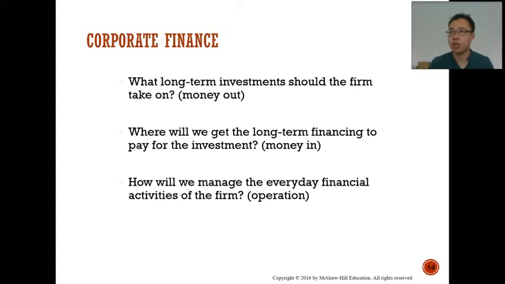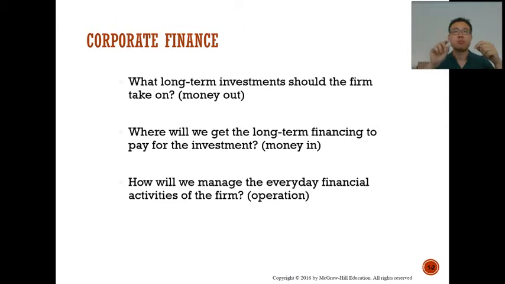We talked about what finance is in the previous overview slides, and for corporate finance we mainly talk about three things. The first one is what long-term investments the firm should take on. That is basically about if the firm is spending money, where does the money go? So it's a problem about money out. The firm is an organization. It has money in, it has money out, and the money out is investment.